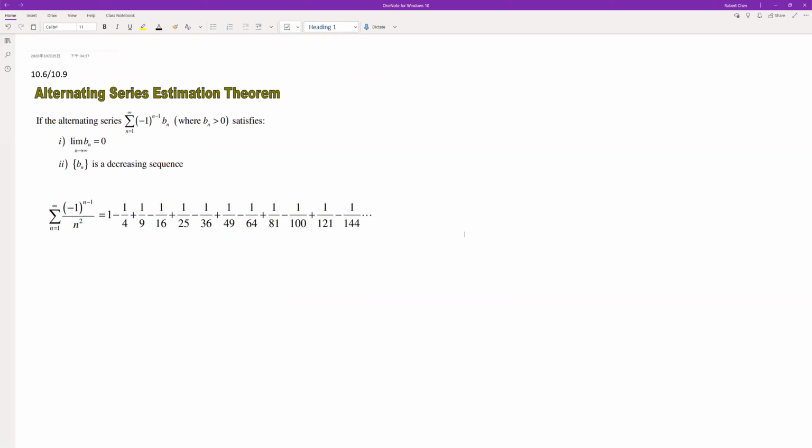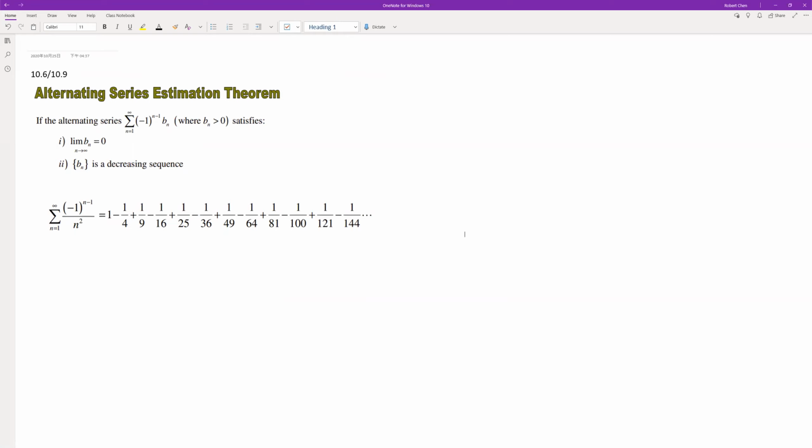Hello, this is the alternating series estimation theorem. We are actually taking out part of the materials from 10.6 and 10.9 and putting them on this video. So we're going to start with the alternating series estimation theorem, which was part of 10.6 when we talked about alternating series and the alternating series test.